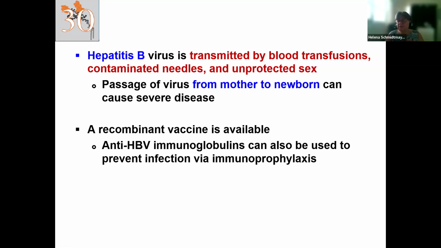There were also several cases of hepatitis B detected after a tattoo with a contaminated needle. Also, it can be transmitted through unprotected sex and from mother to newborn. And that's a very devastating case because it causes severe disease in the newborn if the infection is transmitted from the mother. As I mentioned, we have a recombinant vaccine, and there are also several drugs which can be administered during the infection.